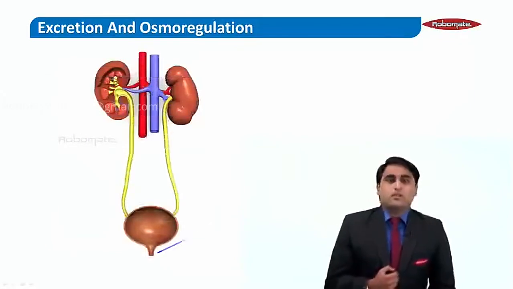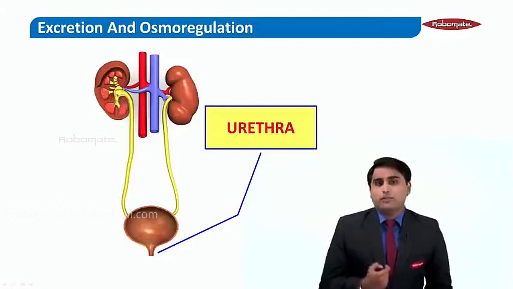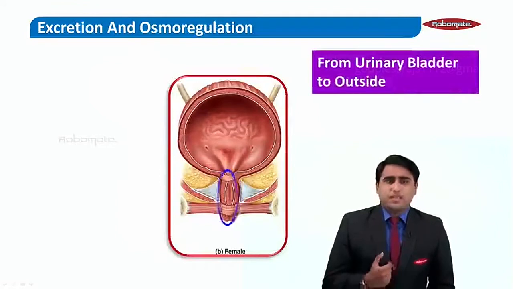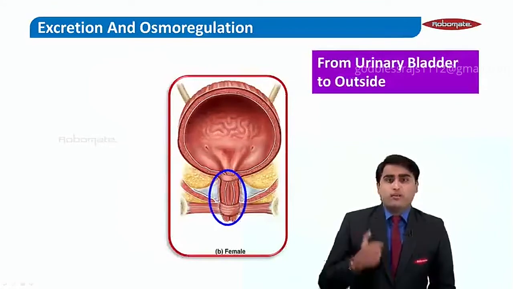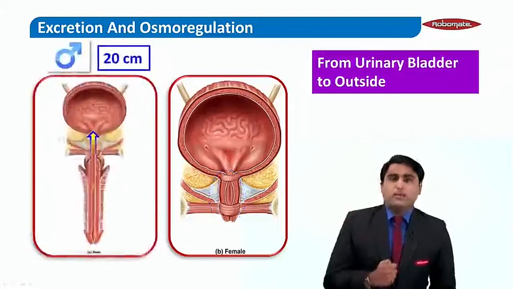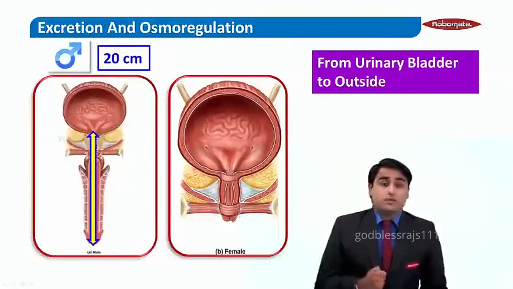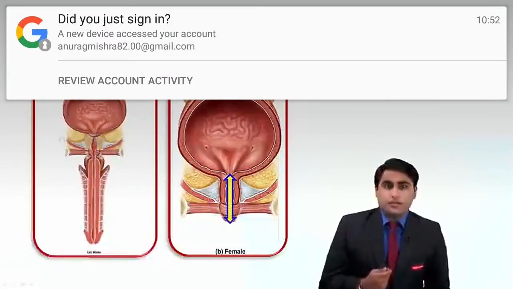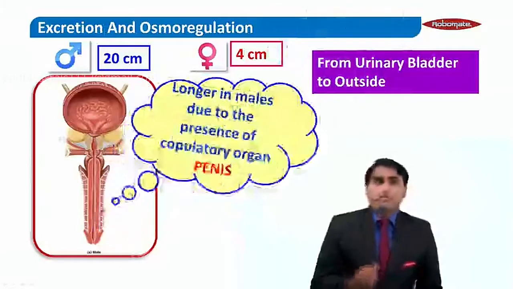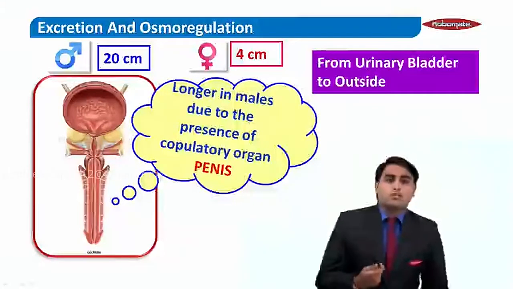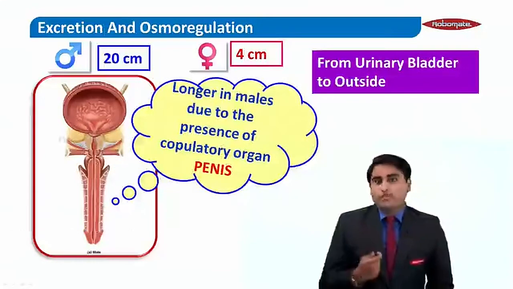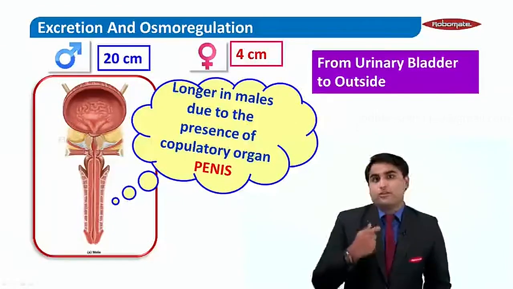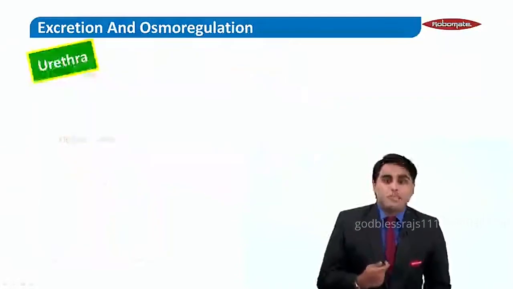Now let's study the urethra, the last or terminal part of the human excretory system. Now here is the urethra. The urethra conducts urine from the urinary bladder to outside. In males the length of the urethra is about 20 centimeter, and in females it is 4 centimeter. The main reason the urethra is longer in males is that it passes through the copulatory organ called the penis. As the length of the penis is greater, the urethral length is also large in males.